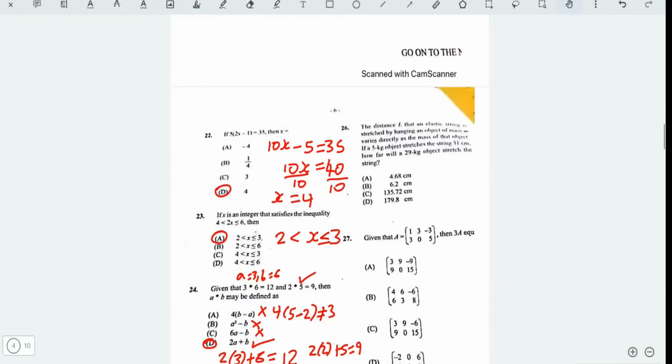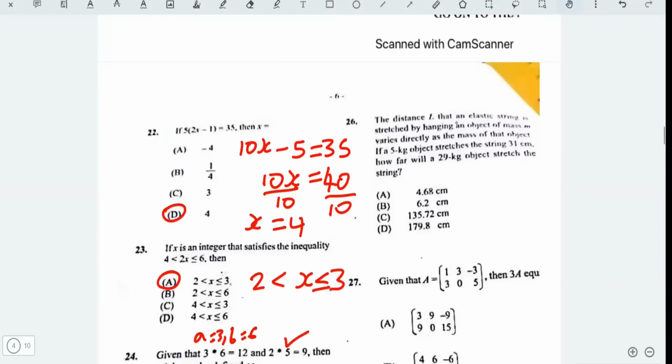Number 26 says the distance L that an elastic string is stretched by hanging on an object of mass M varies directly as the mass of the object. A 5 kilogram object stretches the string 31 centimeters. How far will the 29 kilogram object stretch the string?